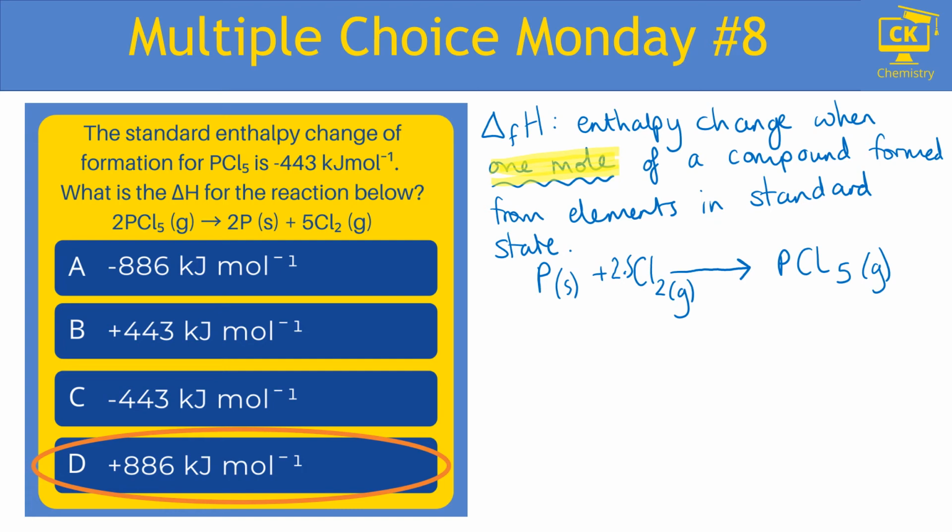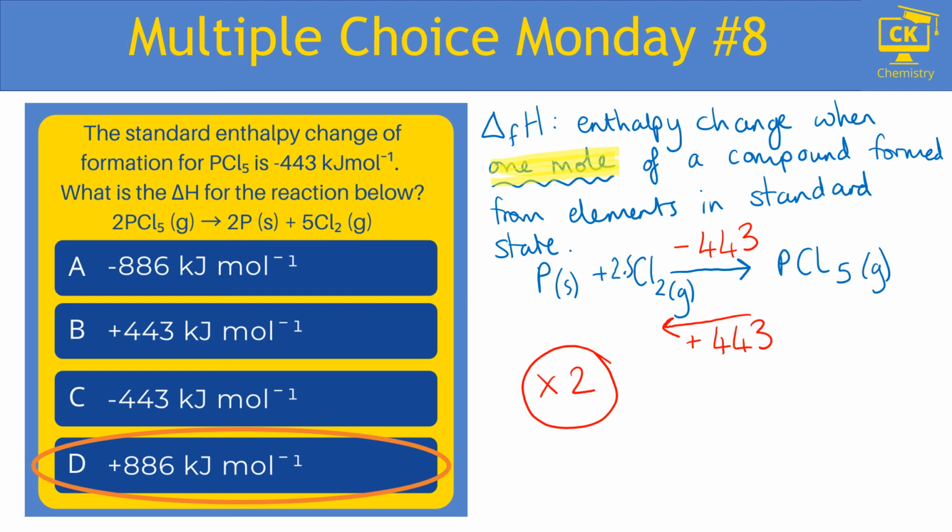So now that I've done that, and I know that the delta H for that reaction has been given in the question, so in that direction it's -443. Now we should know that if we reverse a reaction, if the forward reaction is exothermic, the backwards reaction is endothermic, and because you are breaking the same bonds that you were making and vice versa, it will be exactly the same value as +443 kilojoules per mole.